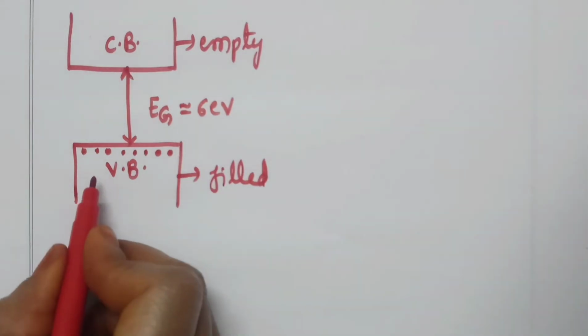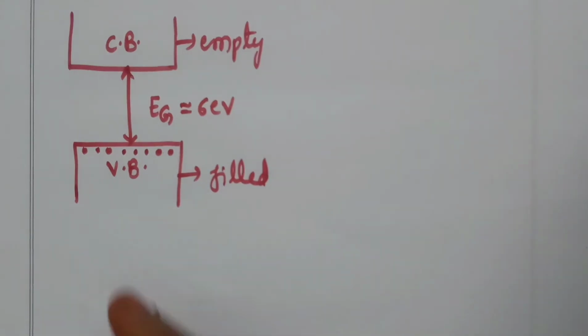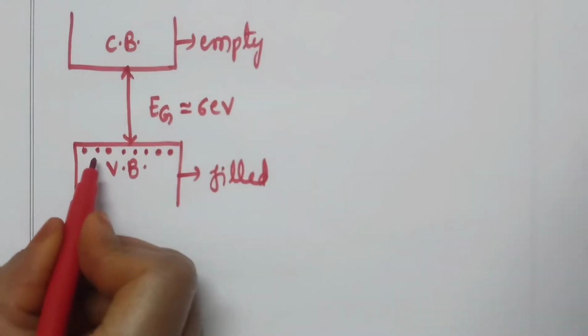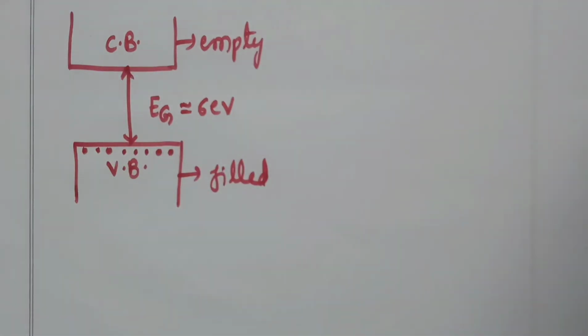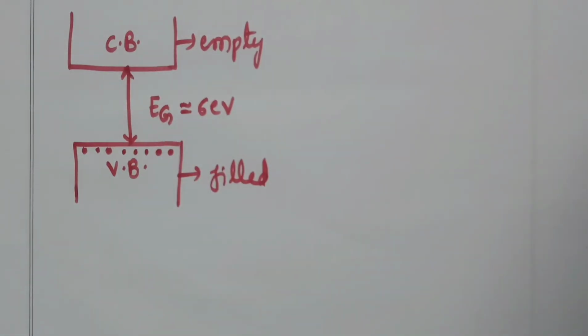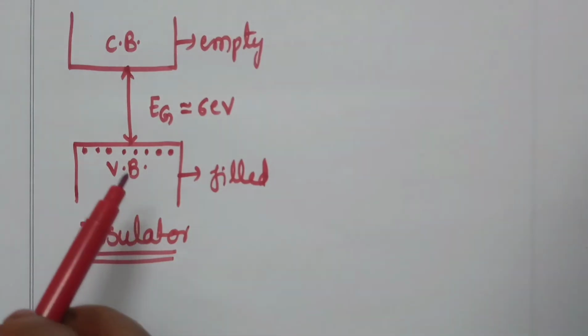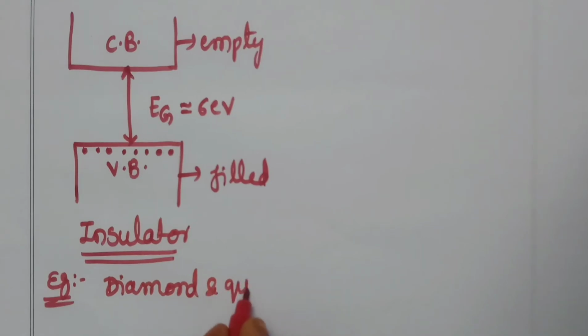So it is very impossible for the electrons in the valence band to move to the conduction band, as there is a long distance between the conduction band and the valence band. The energy gap is given by 6 electron volts. There is no movement of electrons from the valence band to the conduction band. There is no conduction taking place. So the examples for insulators are diamond and quartz. Diamond is a very good example for an insulator.